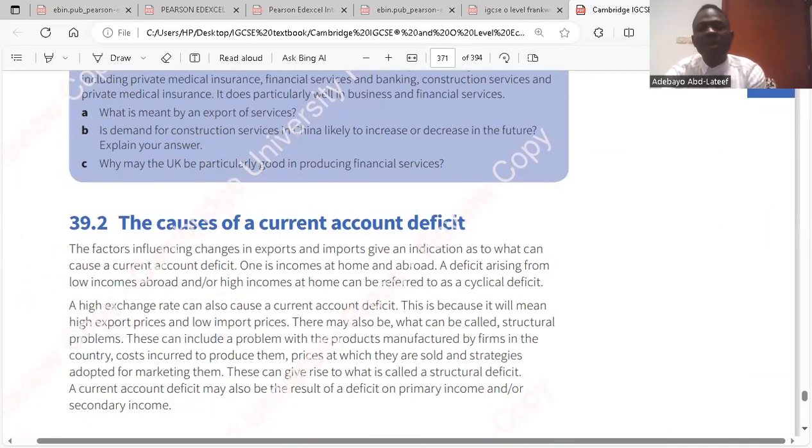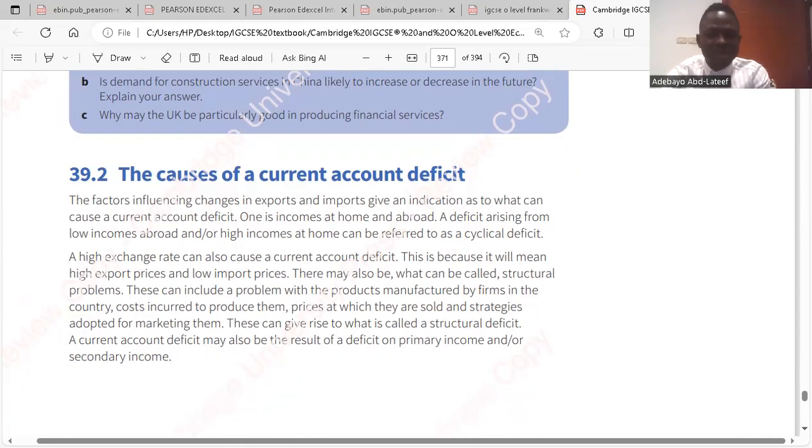Now go to the causes of current account deficits. The factors influencing changes in export and import give an indication as to what can cause a current account deficit. One is income at home and abroad. The deficit arising from low incomes abroad or a high income at home can be referred to as cyclical deficit. If there's high income at home and low income abroad, it will lead to cyclical deficits because the people they are supposed to depend on, so they will import more.